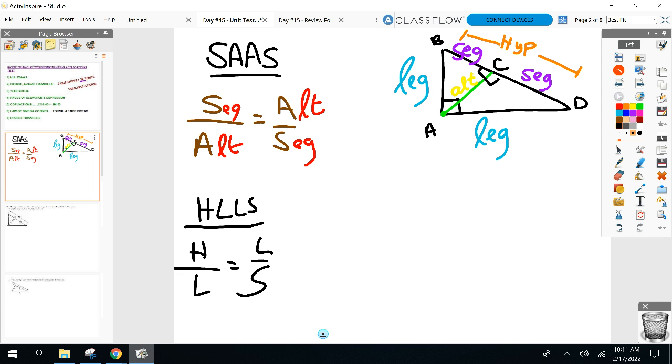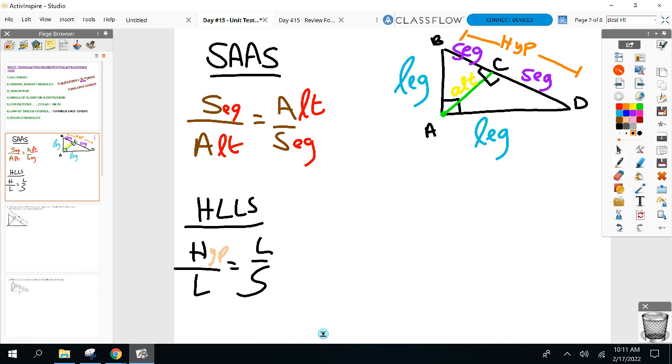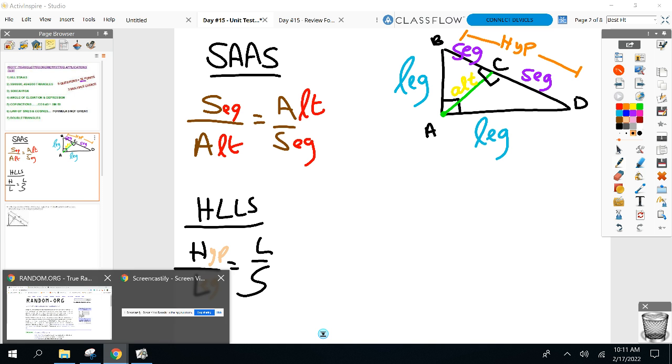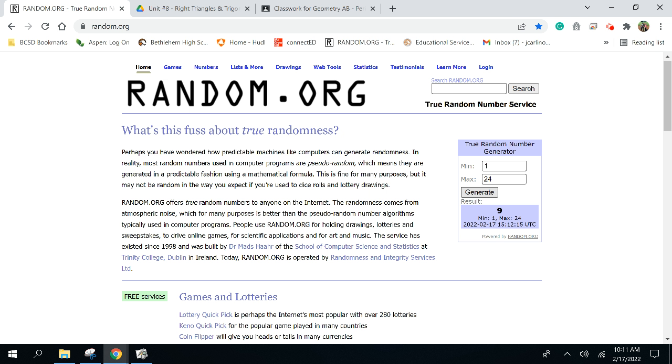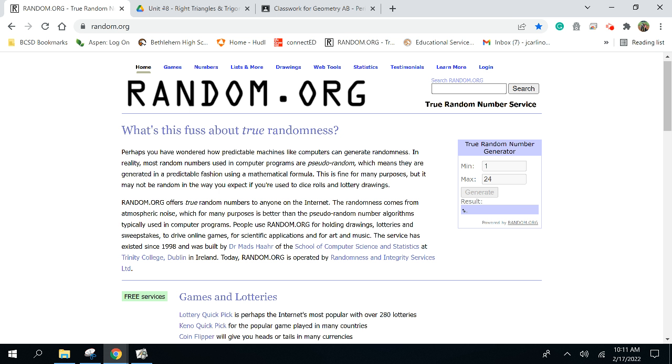Five, H, hypotenuse. Already labeled up there. Four, L. Nine, L. Thank you. Nineteen, S.